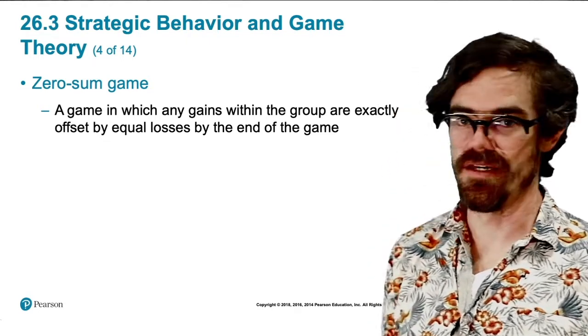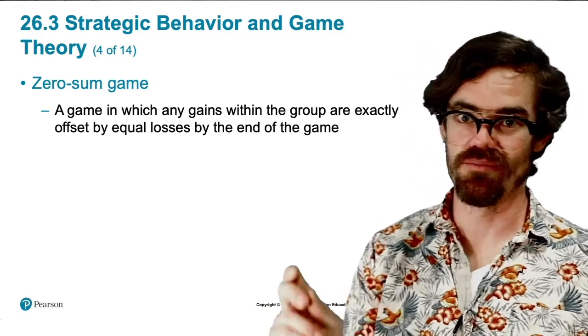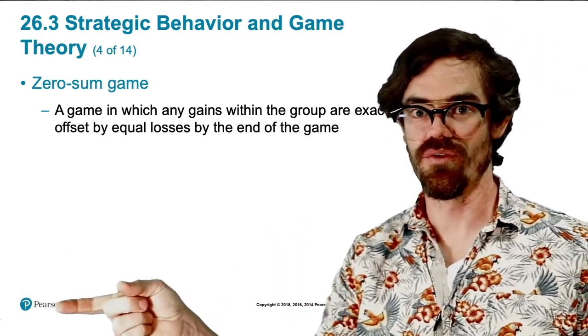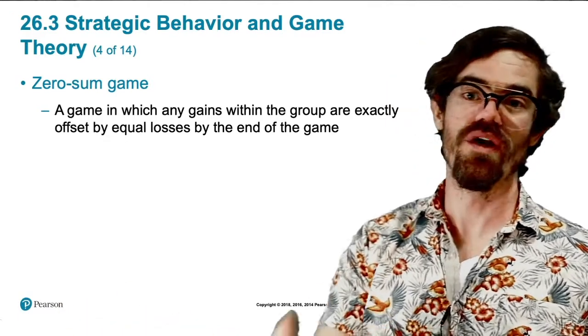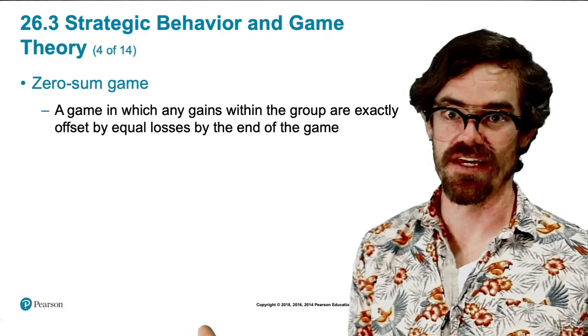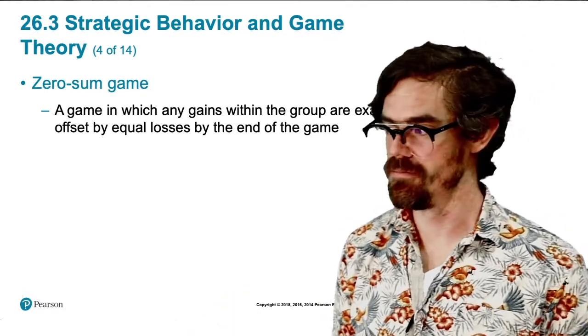Another example would be gambling at a slot machine. As you're gambling and putting money in, if you lose that money, it's a gain for the casino. And if you win any money, it's a loss for the casino, and they're exactly offsetting one another. And so in that sense, playing a slot machine is a zero-sum game as well.